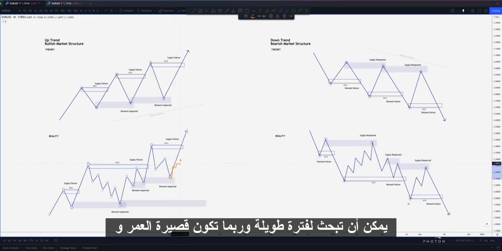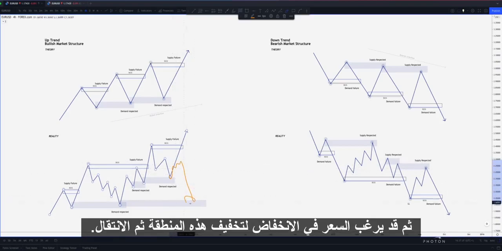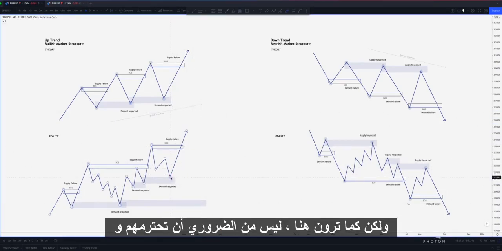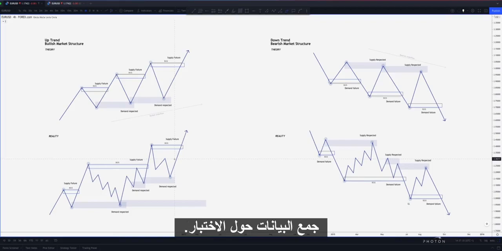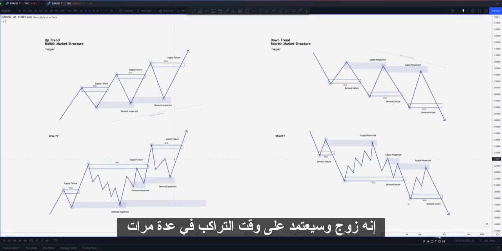It potentially may be short-lived, and then price may want to come lower, mitigate this area, and then go. But as you can see here, it doesn't have to. It can respect demand, and it can go there. So this will just be something that comes with time and experience, collecting data, backtesting. It will also vary from pair to pair. It will depend on when you overlay multiple time frames, and you're combining all of the concepts that you know.